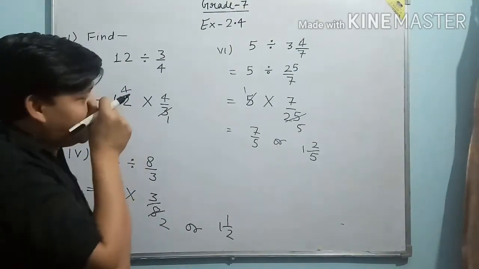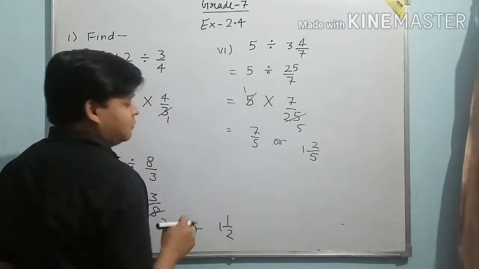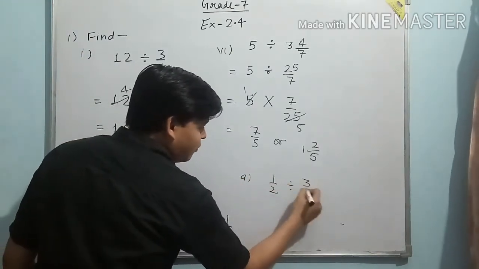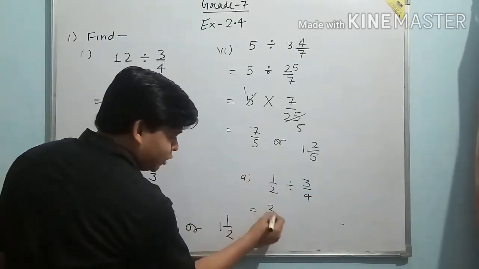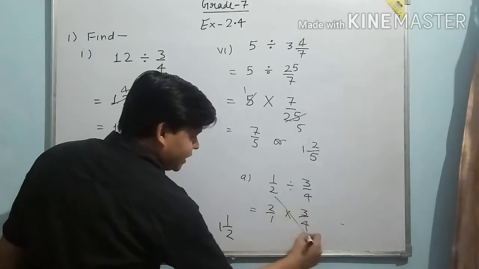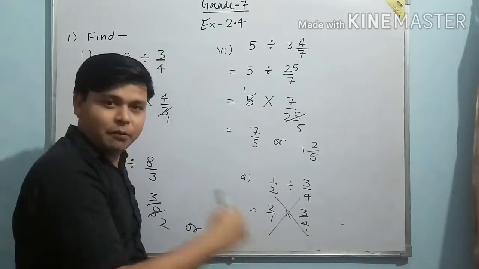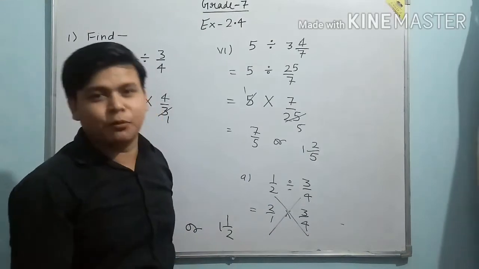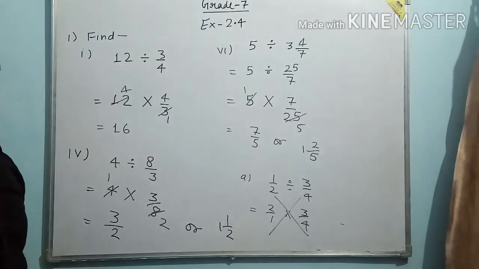I am also telling you one thing: don't make this mistake of writing the reciprocal of the first number. Suppose a question is given like 1 upon 2 divided by 3 upon 4, and you write the reciprocal of the first number like 2 upon 1, then multiply and 3 upon 4 as it is. This method is wrong. We have to write the reciprocal only of the number which is given after the divide sign. So this was question number 1. Let's move to question number 2.